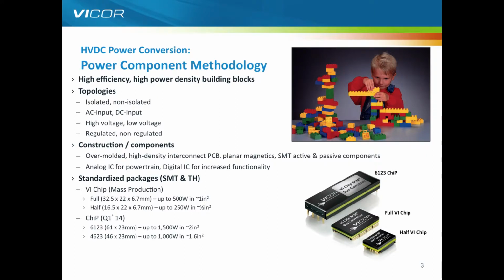Since 2003, we've had the VI chip family, which are the full chip and the half chip you see there, roughly 1 inch area or a half-inch area. And at APEC this year, we launched the technology for a new family called the chip platform, which features advanced magnetics and an advanced structure for higher power density, higher efficiency, and also lower price points.